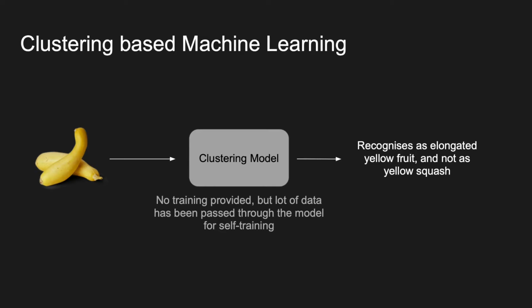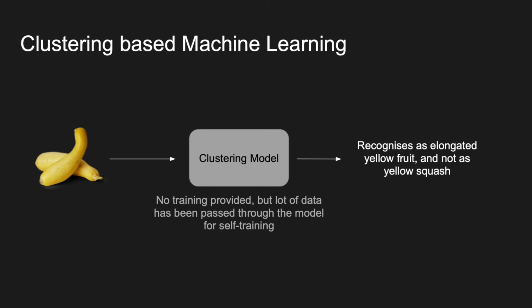So in this case, if you give it a yellow squash, a clustering model can basically recognize this fruit as maybe an elongated yellow fruit, or simply a yellow fruit, or a specific shape like a long one or a rectangular one. It can recognize the color yellow, or it can recognize the shape. But what it cannot do is recognize this as a yellow squash, because the word squash, or for that matter the word yellow, is not something the clustering model will understand, right? And this is because there's no training provided. You simply put a lot of data, you pass it through, and you expect the model to self-train.